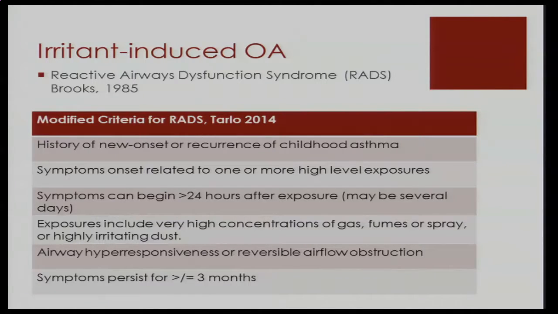Exposures can be very high levels of gases, fumes, sprays, or highly irritating dust. And you need to demonstrate airway hyperresponsiveness or significant reversible airflow obstruction, as I've talked about before. And symptoms need to persist for greater than or equal to 3 months. So if you have really transient symptoms, that may be just due to the airway irritation, inflammation, you may get transient bronchial hyperresponsiveness. So you shouldn't really be doing testing to try to diagnose irritant-induced occupational asthma until 3 months after the exposure.